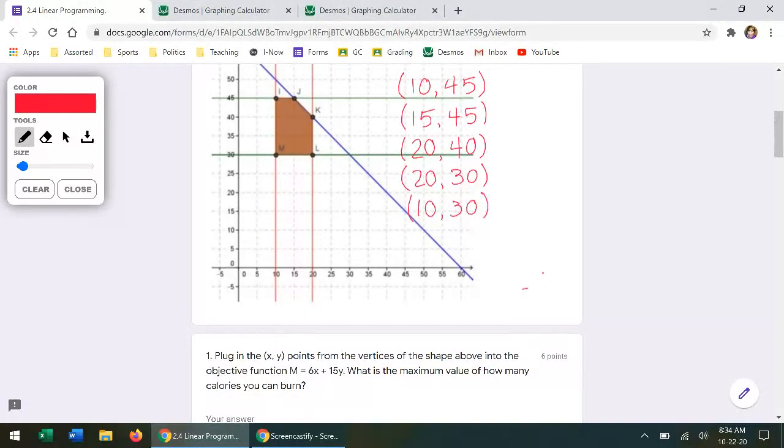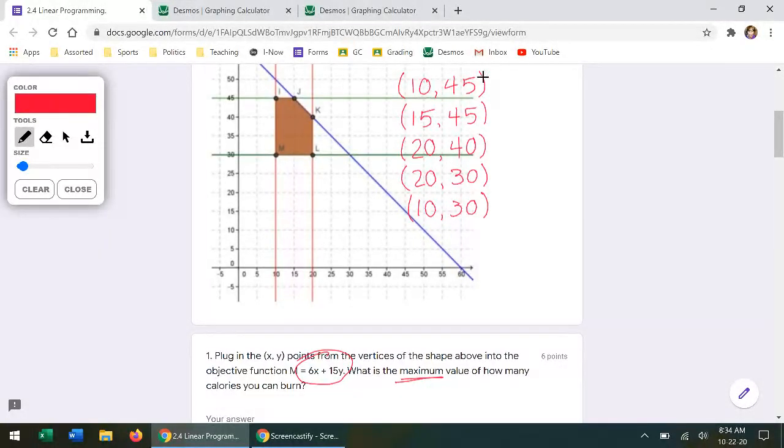Now, looking at our question down here, we're going to plug these points into our objective function, 6x plus 15y, and we are looking for the maximum value. That means the largest answer that we can get. So let's take a look at our points and see if we can eliminate any of them just by looking at it. Looking at these first 2 points, 10:45 and 15:45, they have the same y value of 45.